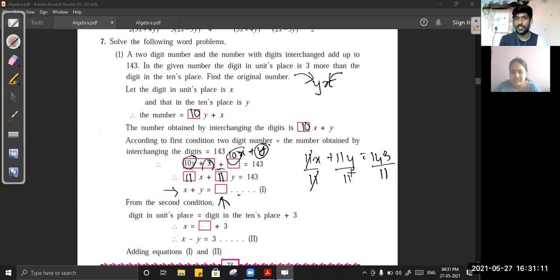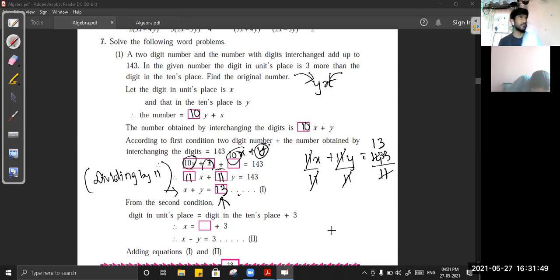So your 11 cancels, 11 cancels, and 143 you can divide by 11. Take it as 11 ones are 11. 14 minus 11 is 3. 11 threes are 33. So the answer is 13 here. x plus y is equal to 13. Did you understand? Write it. Here in the bracket, for your understanding, just write here, dividing by 11.